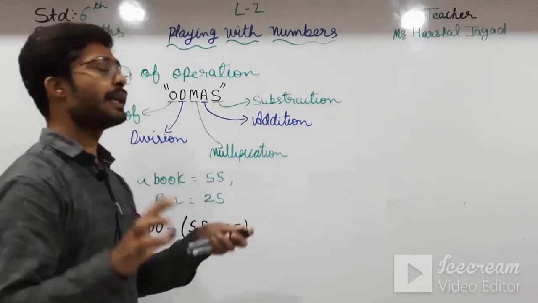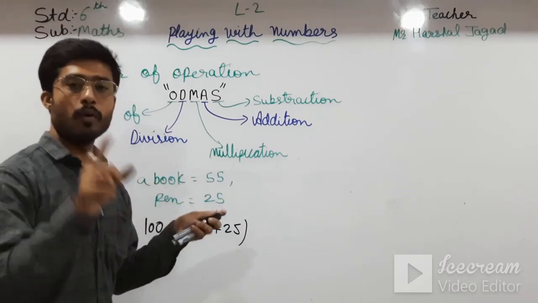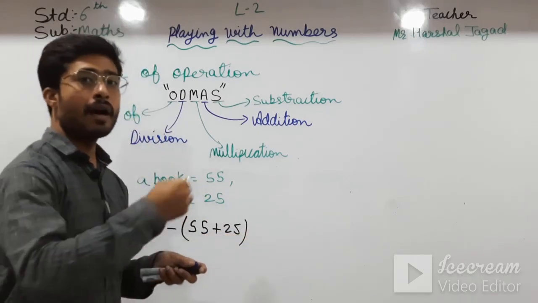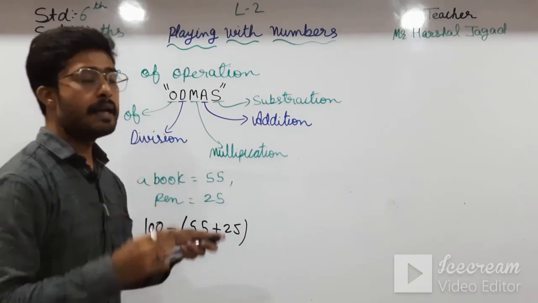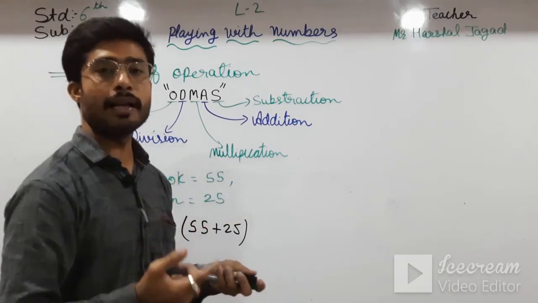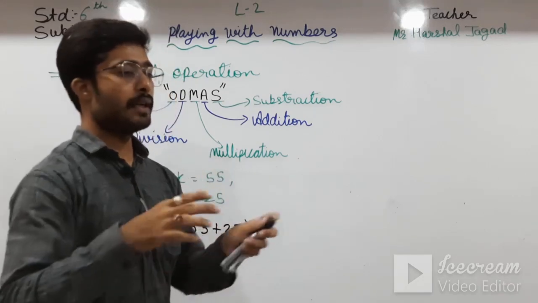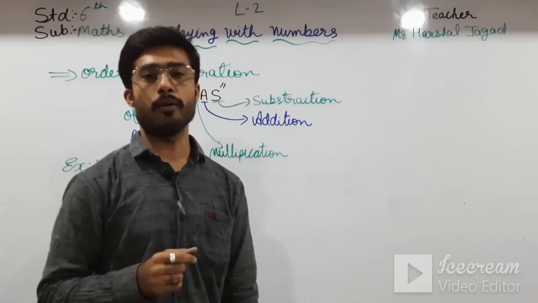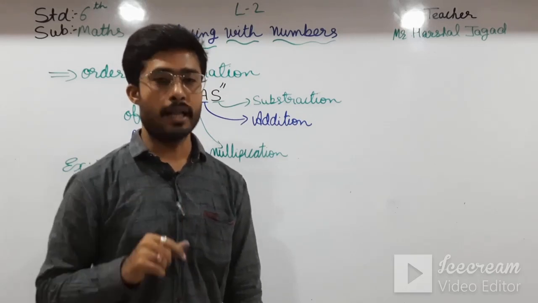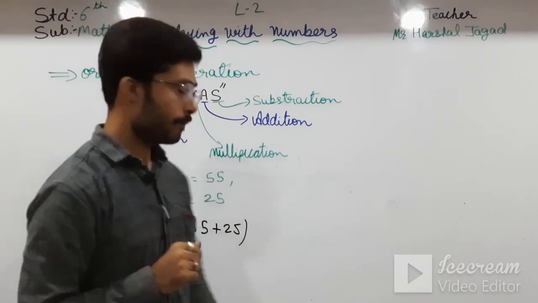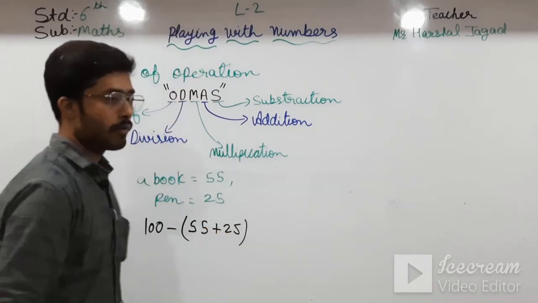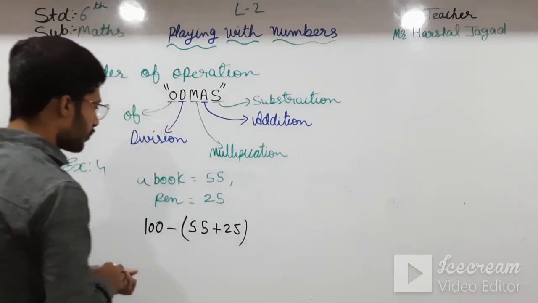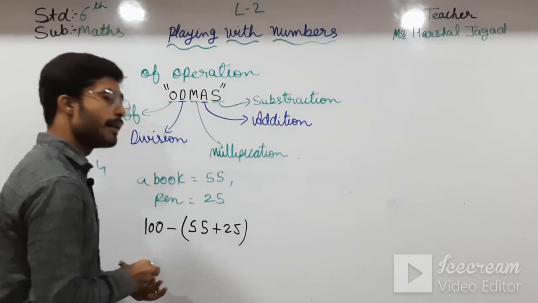In the question what is given? That Rohan buys a book of 55 rupees and a pen of 25 rupees and he gives a 100 rupee note to the shopkeeper. Then how much money will he get back? Okay students, if I go to a shopkeeper and I buy a 55 rupees book and a 25 rupees pen, then what is the total? 55 plus 25. What will be the answer? Let us count that.